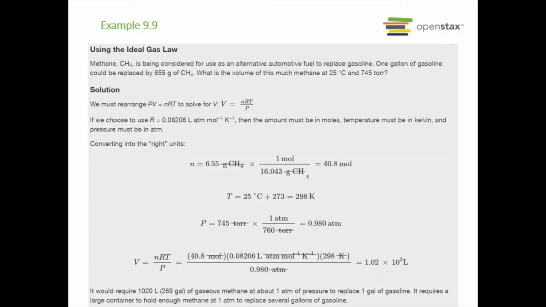So let's look at some examples using the ideal gas law. Methane, we're looking at as an alternative to fuel. So natural gas is another word for methane. I've driven a natural gas car before. The place I did my research has one. It's an older Honda that is a natural gas car.